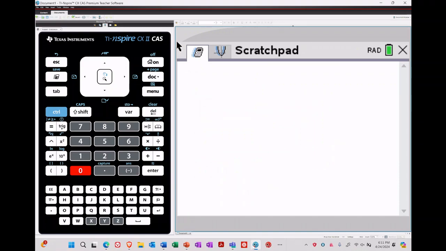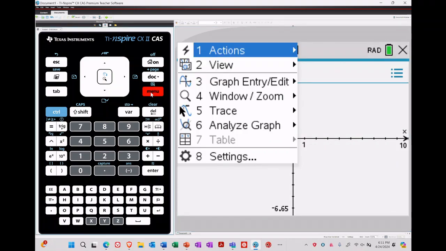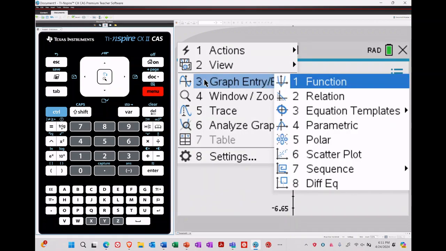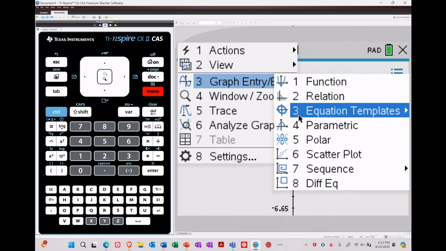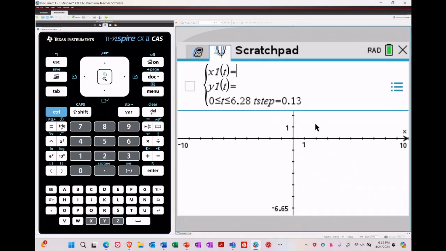So I use, obviously, Mathematica a lot. But if I remember correctly, you can also do this on a TI Inspire. If you have Scratchpad open, we're just going to come over to Graph. I have to remember how to do it. And there it is. Hit Menu, Graph Entry, gives you several options. One of them being parametric, so we're going to select that.